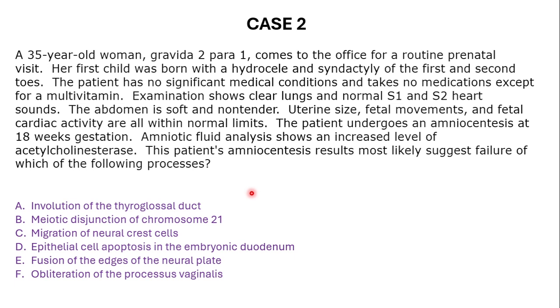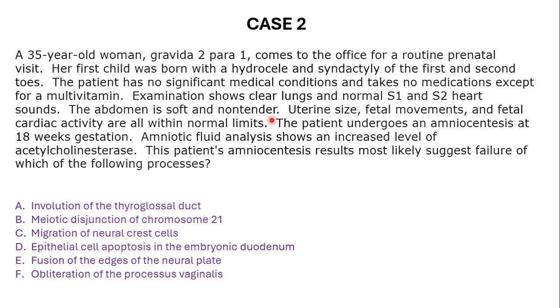Case number 2. Pause it, try to solve it, and then play the video. 35-year-old woman, gravida 2 para 1, comes to the office for a prenatal visit. First child has hydrocele-syndactyly. Forget about that, we're going to be talking about that later. Hydrocele is something in the scrotum. Syndactyly is basically a fusion of the fingers, right? First and second toes here. Patient cool, no conditions, no medications. She takes multivitamin, good lungs, good heart, good abdomen.